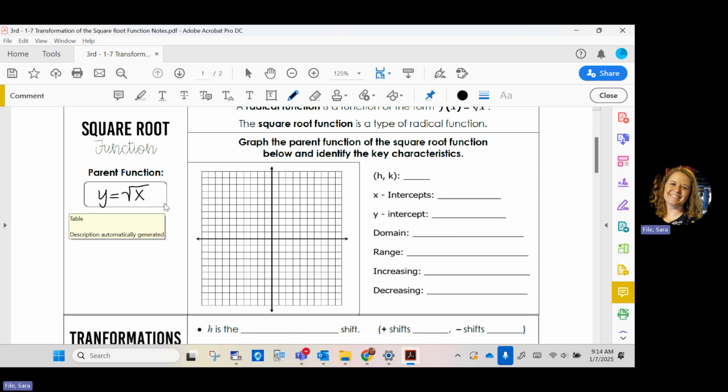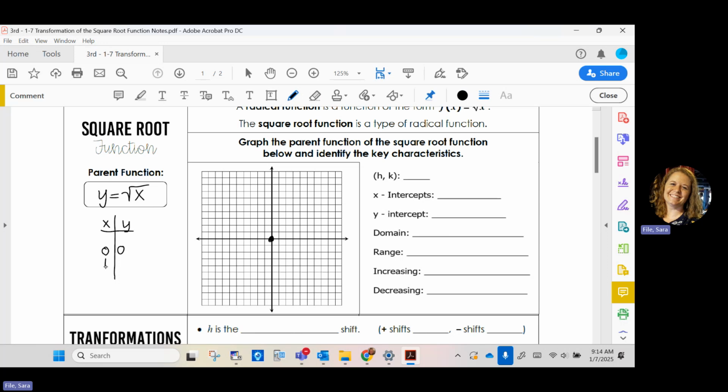Or anytime you're unsure what a graph should look like, you can always make an XY table, an input output. X is your input, Y is your output. So you can just pick some values to input or test and see what the output is. I'm going to start in the middle here. I'm just going to say 0. If I input a 0 for X, what is the square root of 0? 0. Okay, so there's a point at 0, 0.